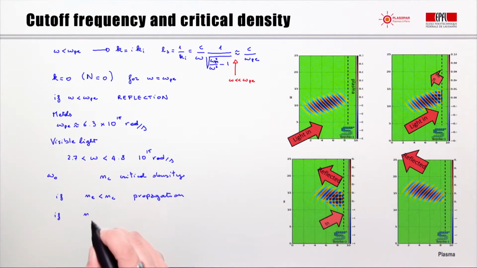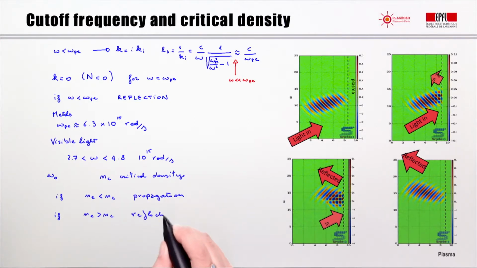If the density is above this critical value, there is reflection. The critical value is the value of the density for which the plasma frequency is equal to the frequency of the considered wave, and is then given by this formula.